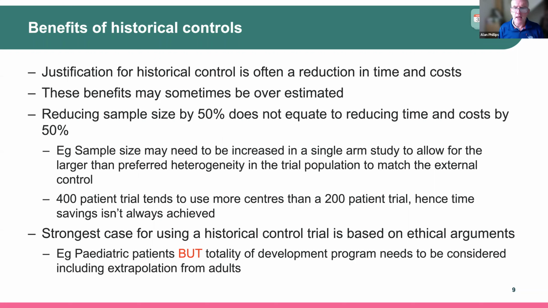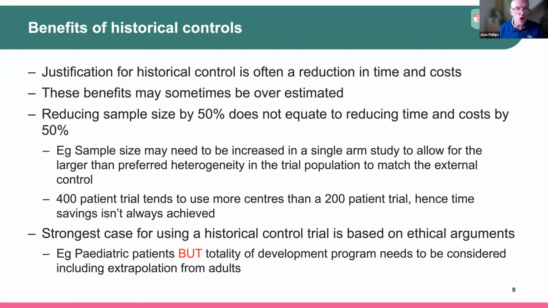The other one is you don't actually reduce the sample size. So you don't reduce the time and you don't reduce the cost. In fact, the sample size can go up because in a single arm study, to allow for increased heterogeneity, sometimes what you have to do is increase the sample size. So you're certainly not reducing costs by 50%, just eliminating the control patients. You've probably got to recruit more patients in the active study.